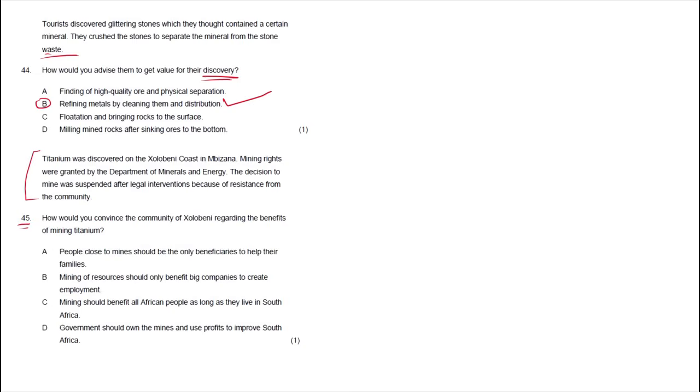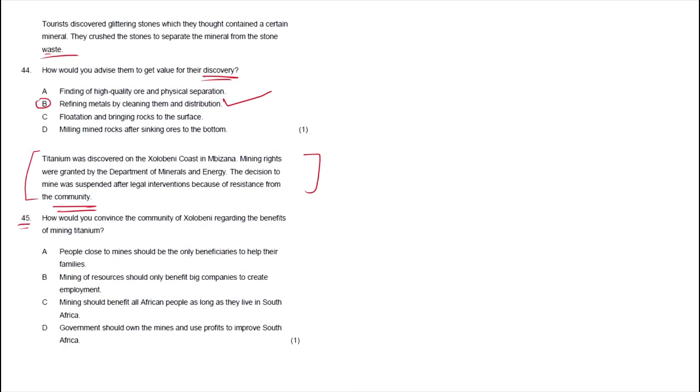Okay. And then next we will move to question 45. So we can see that we are given a statement that we need to first analyze before we answer our question. So we are told that titanium was discovered on the Goloveni coast in Bizana. Mining rights were granted by the Department of Minerals and Energy, and the decision to mine was suspended after legal interventions because of resistance from the community.